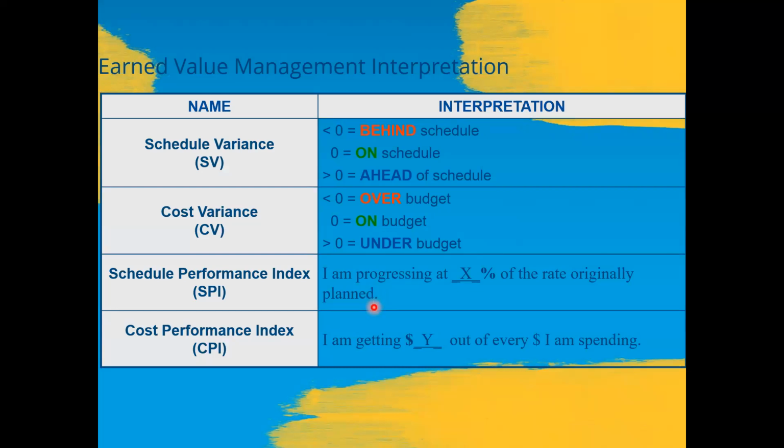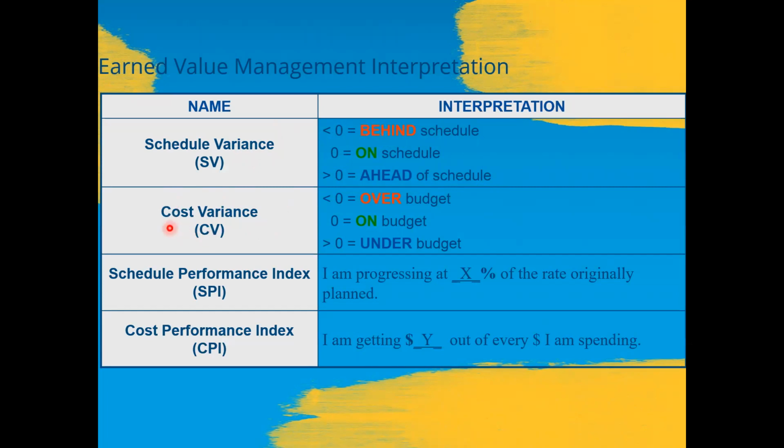Now, this slide shows the earned value management interpretations. For example, schedule variance: if the value of the schedule variance is less than zero, what is the interpretation? What does it mean? It means your project is behind schedule. And if the schedule variance equals zero, it means that our project is on schedule. And if the value for the schedule variance is greater than zero, it means the project is ahead of schedule.